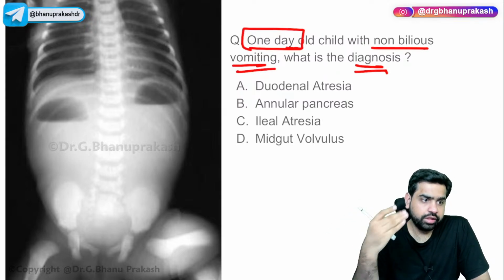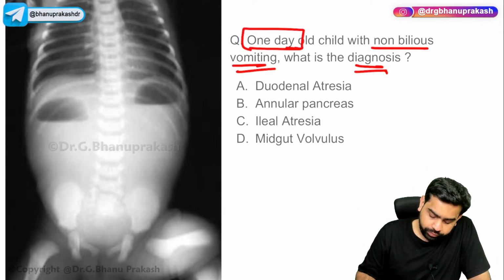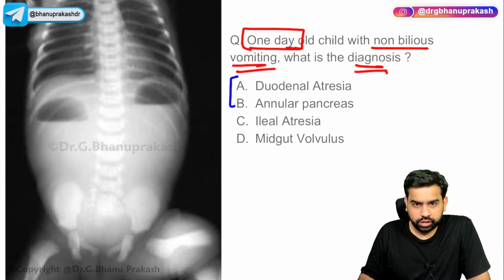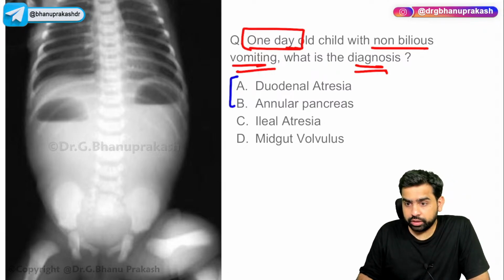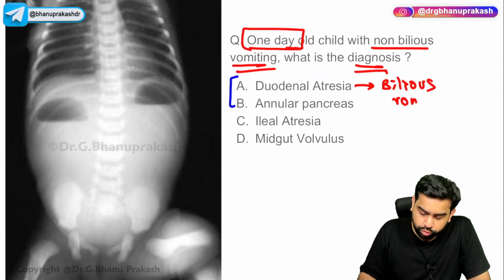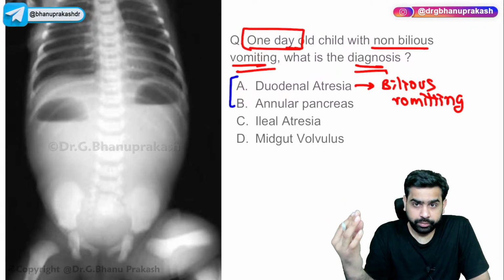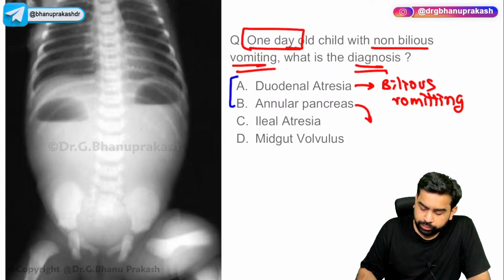So what you need to understand is that in duodenal atresia and annular pancreas, in both these scenarios, you are going to have a double bubble appearance. We all understand that. But what you need to appreciate is that in patients with duodenal atresia, you usually get a bilious vomiting, in around 80% of the patients. But in annular pancreas, you tend to get a non-bilious vomiting.